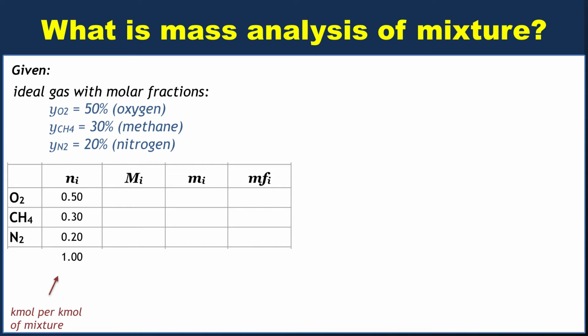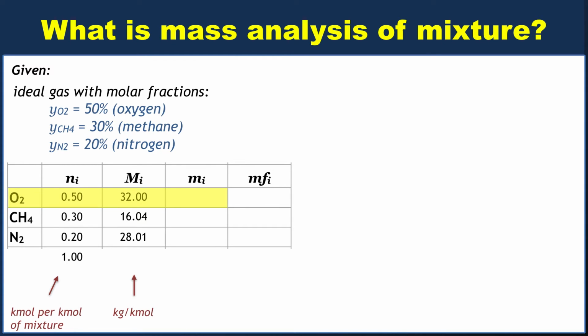Now we need the molecular weights in the next column. Well, those are easy. You just look those up in the back of your book. Molecular weights for each of the three molecules, I just put in there. Okay, and those are in kilograms per kilomole. Next column is little m. That's the number of kilograms of a substance. Now, again, we don't know how much mixture there is, so it makes sense to quote kilograms per kilomole of mixture. And we just want to know how much oxygen there is in kilograms per kilomole of mixture.